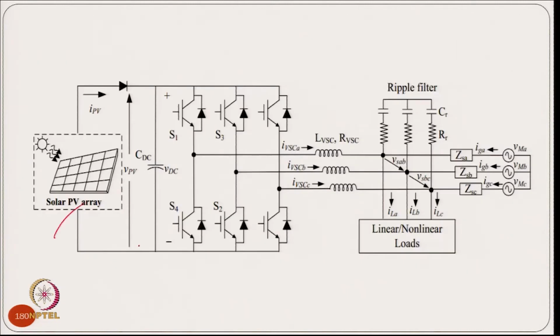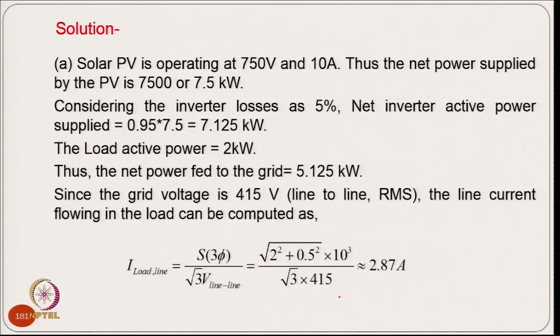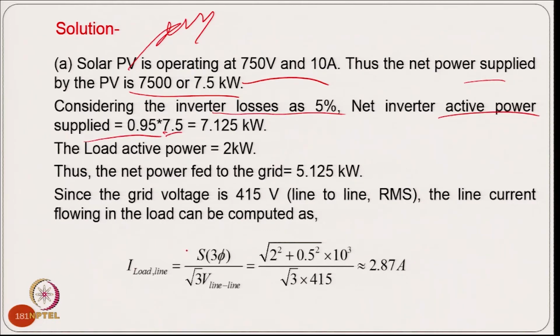So, this is the system of single stage. We have a PV inverter, we have a load, and we have the grid. And coming to the solar PV array operating at 750 volt and 10 ampere, the net power supply is 7500 watt, 7.5 kilowatt, and considering the inverter losses of 5%, the net active power supplied is 0.95 into 7.5. So, that will be 7.125 kilowatt to AC, and the load active power is 2 kilowatt.